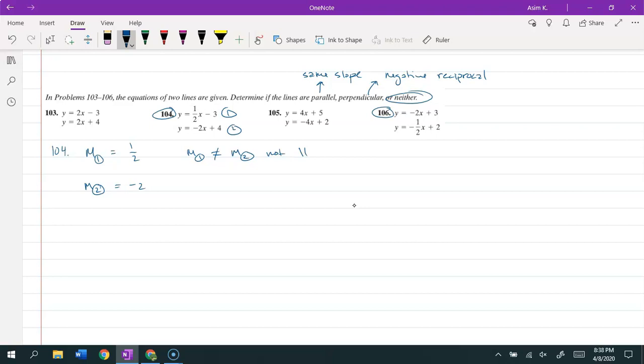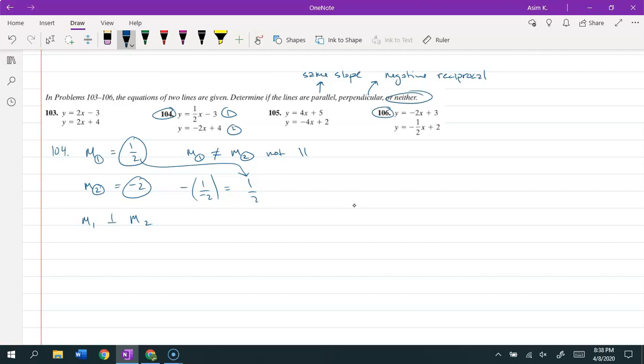Now let's take a look at if we can flip one of them over. Flip either one over, it doesn't matter. Flip either one over, change its sign, and see if it looks like the other one. So let's take the second one. If you take negative 2 and you flip it over and change its sign, that becomes a half. And guess what? That is the same slope as the other line. And what that tells you is therefore the relationship between m1 and m2 is that m1 is perpendicular to m2. All right? So that's the first question that I wanted to try with you.